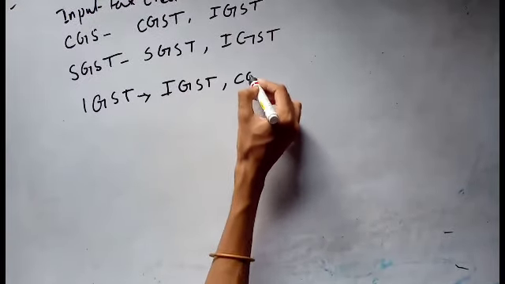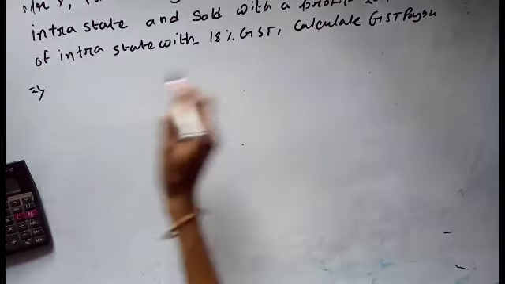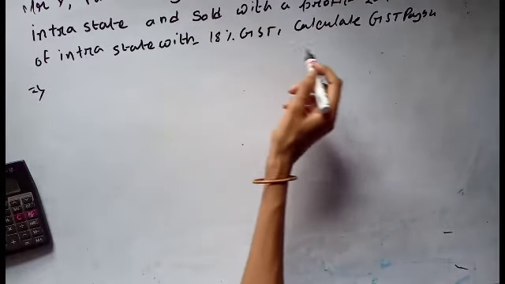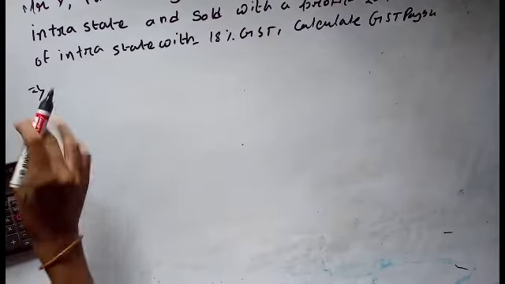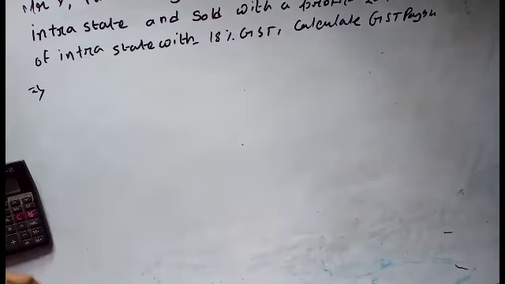We will understand it with a numerical. So here is the problem. Mr. X purchased goods for 60,000 with 18% GST, intrastate, and sold with a profit of 20%, intrastate, with 18% GST. We need to calculate the GST payable amount. Here we will find out what the input tax credit is.